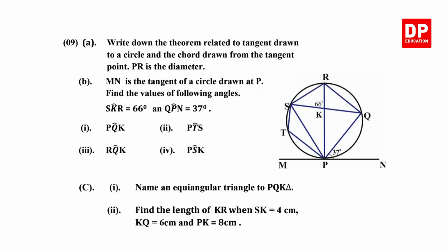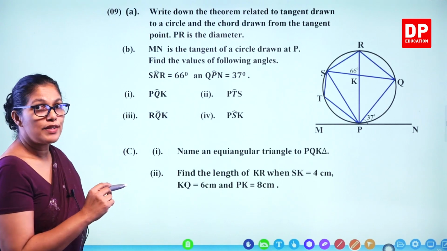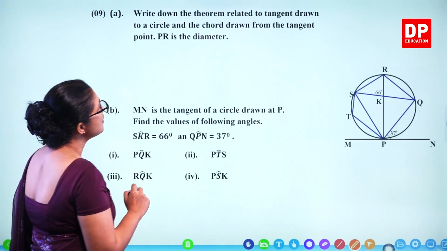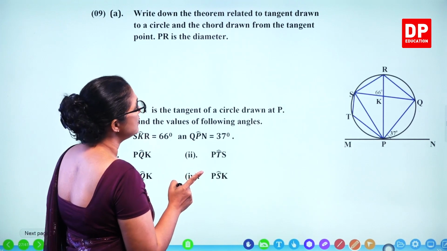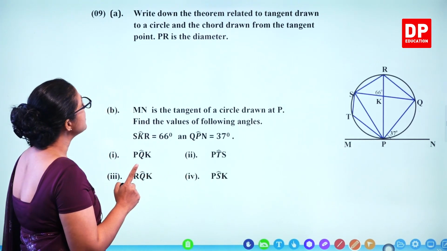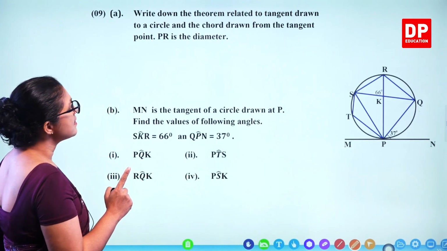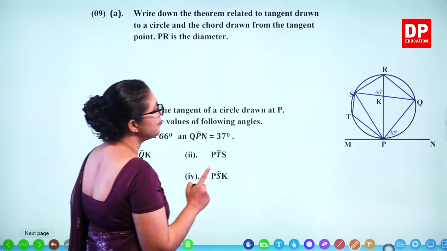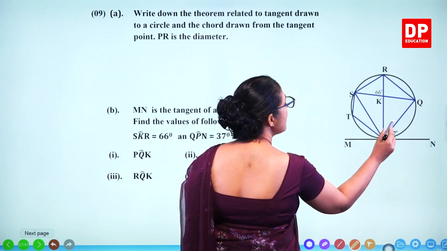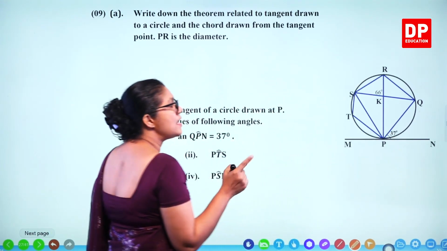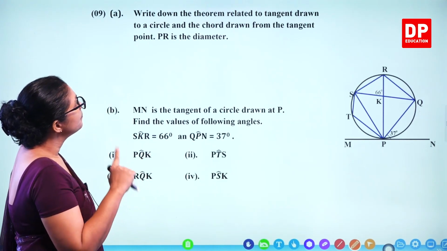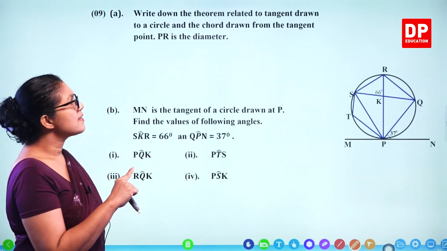Question number 9. This is about circle theorems and we need to find the angles. Write down the theorem related to a tangent drawn to a circle and the chord drawn from the tangent point. PR is the diameter. What's the theorem? The angle between the tangent and the chord is equal to the opposite angle. Alternate segment theorem.